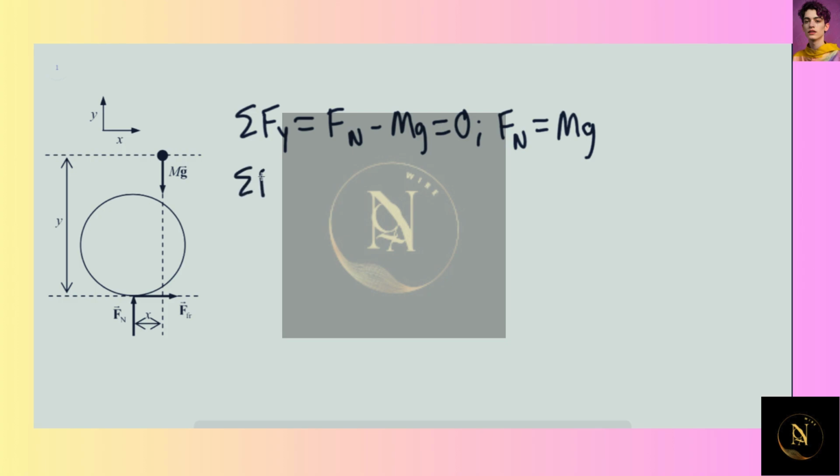We can apply the sum of forces in the x direction. This is giving us the force of friction equaling mass times the acceleration. And so we can say that the linear acceleration is going to be equal to the force of friction divided by the mass m.